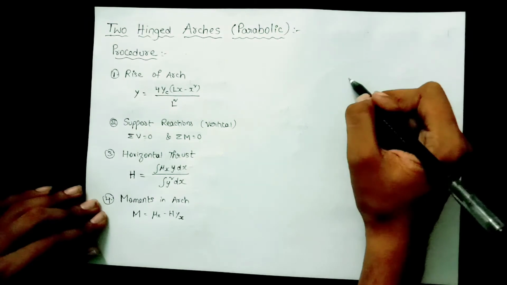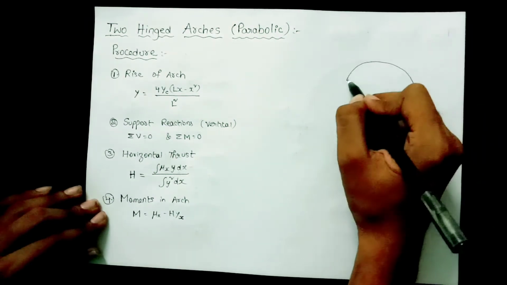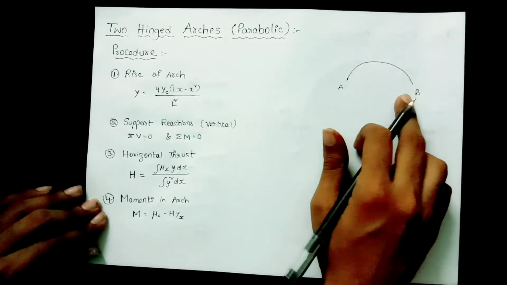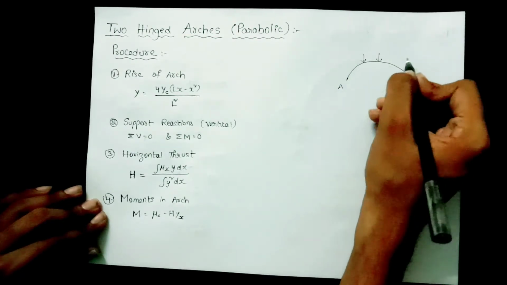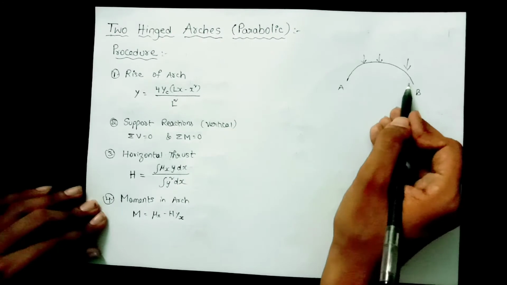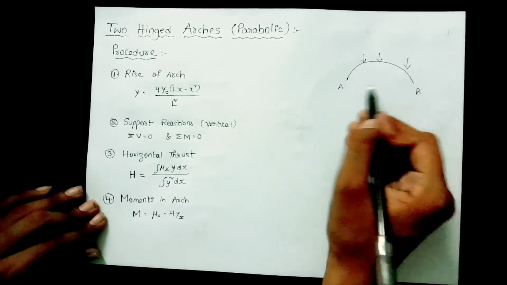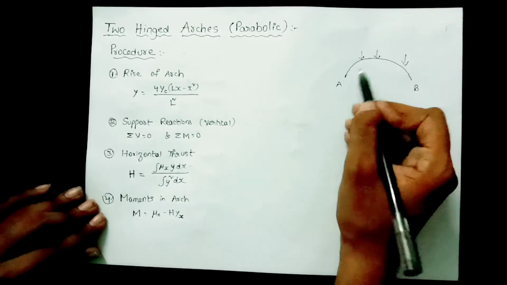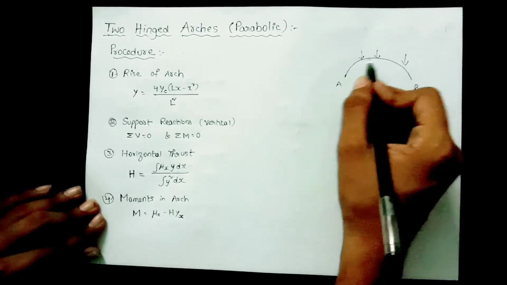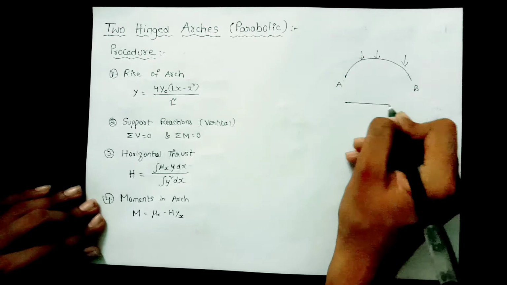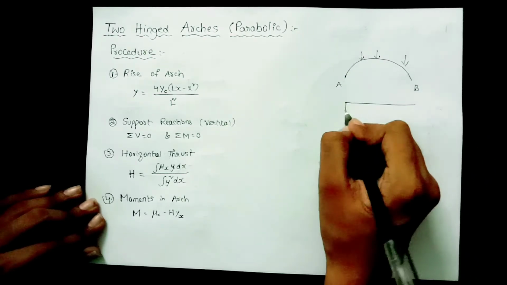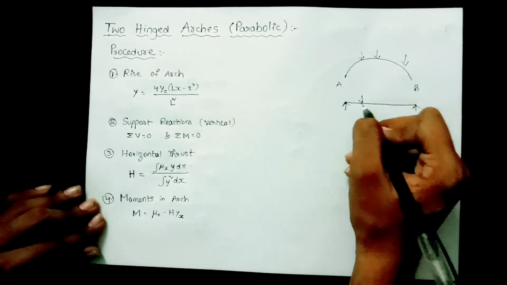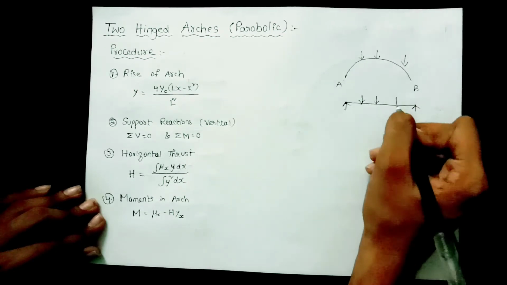For example, if this is an arch AB with some loadings on it, and span is L, we have to treat this arch as a simply supported beam, that means a straight member, and draw it like a simply supported beam. The loadings will be similar at the respective distances.